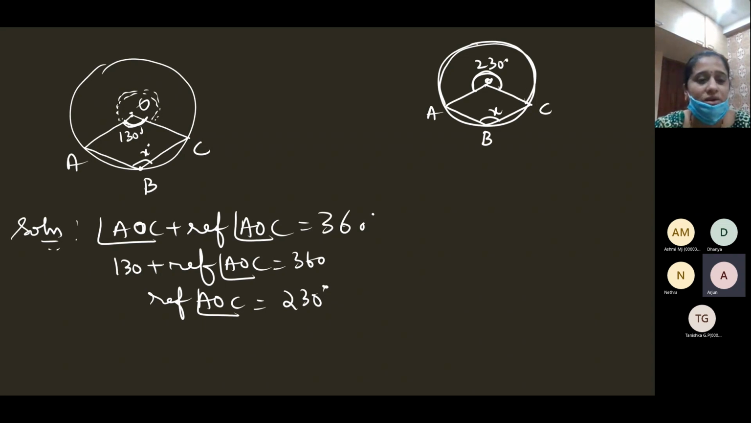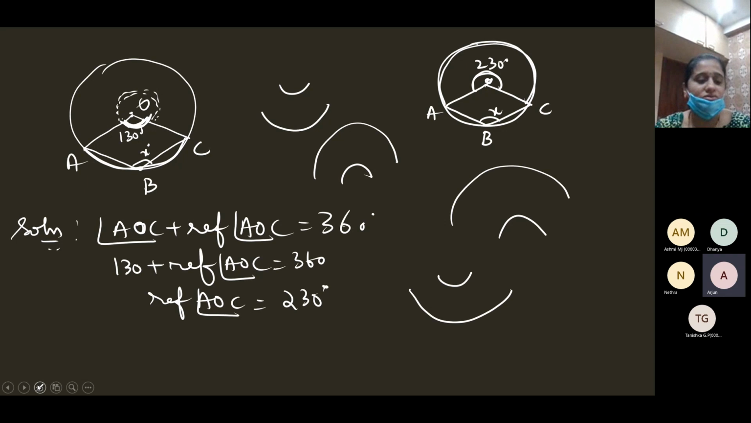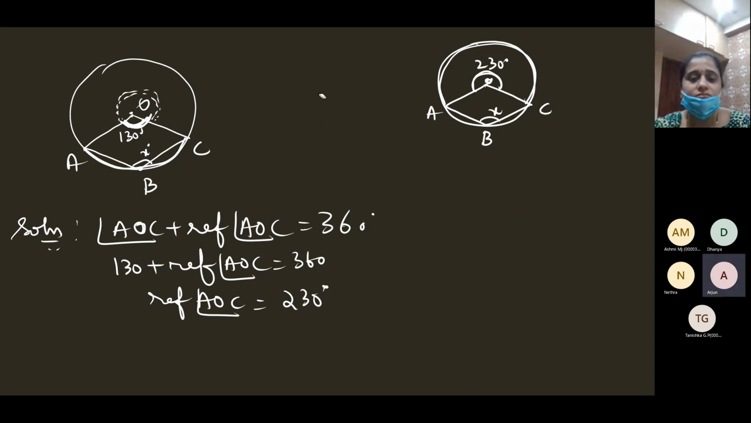Meaning, see here, look at this one. This angle 130 degrees is made by this arc. If the angle is here, the arc will be below it like this. If the angle is like this, the arc will be here. If you mark the angle like this, its arc will be like this above it. If you mark the angle here, the arc will be below that. You can see it in these two figures.